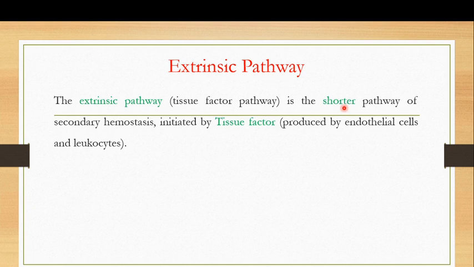It is the shorter pathway because when you compare the number of clotting factors involved in the extrinsic pathway to the intrinsic pathway, the number of clotting factors is less. Therefore this is a shorter pathway as compared to the second pathway of secondary hemostasis, which is known as the intrinsic pathway. Now this extrinsic pathway is initiated by a tissue factor, and this tissue factor is produced by the endothelial cells of the vessels and by the leukocytes.